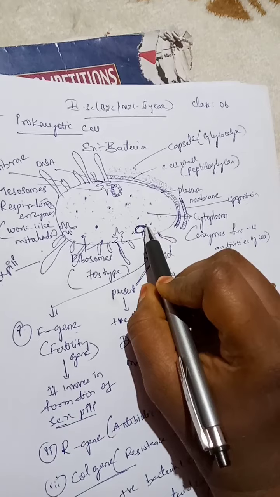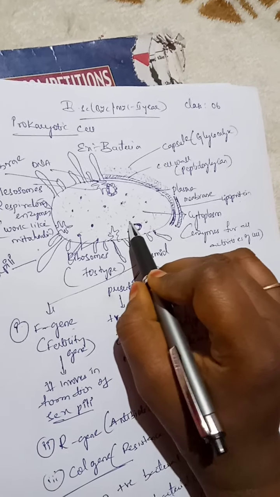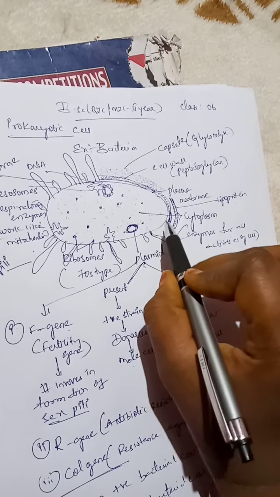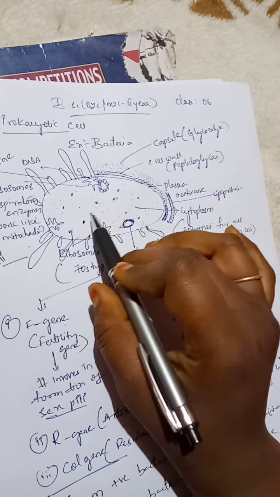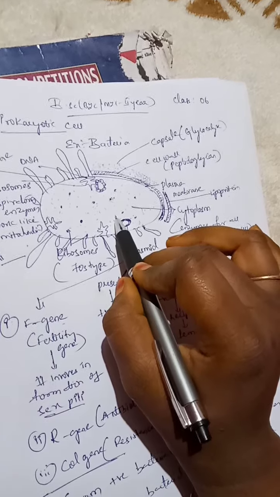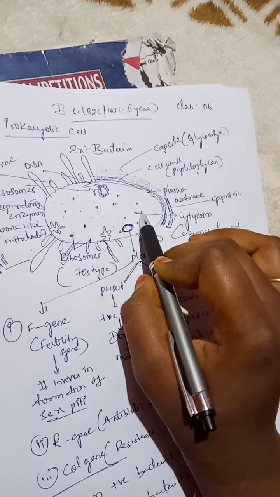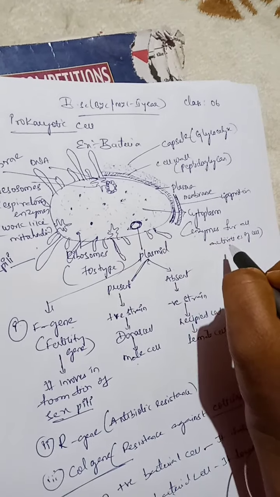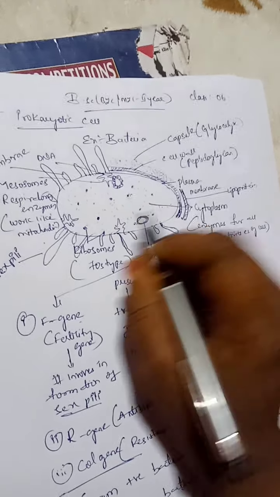Unlike the eukaryotic cell, which has cell organelles, the important enzymes are also present in the prokaryotic cell, but they are free in the cytoplasm, not in cell organelles. That enzymes help the bacterial cell undergo many metabolic activities.